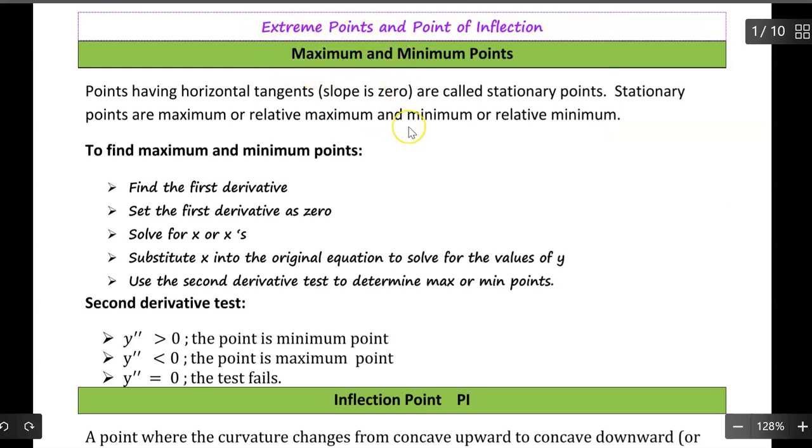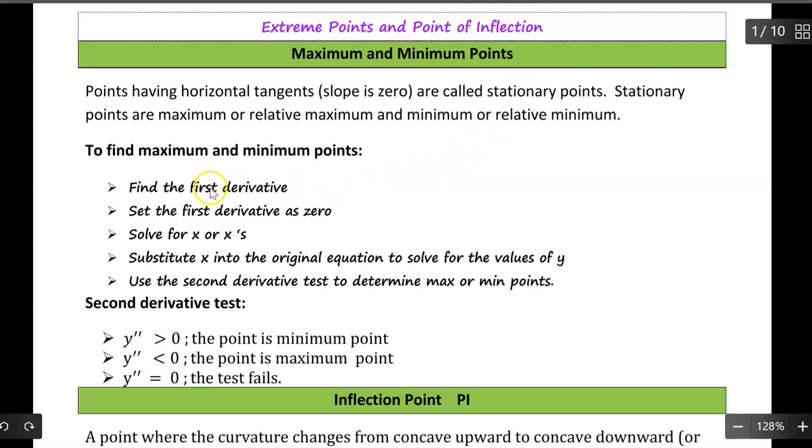So when we talk about an extreme point, we will visualize that the point we are working with will be either a maximum point or a minimum point. Okay? So I will go over the steps of how to figure out maximum and minimum points, and then I will go to the definition of the point of inflection.